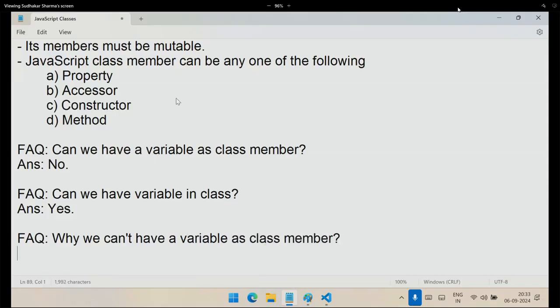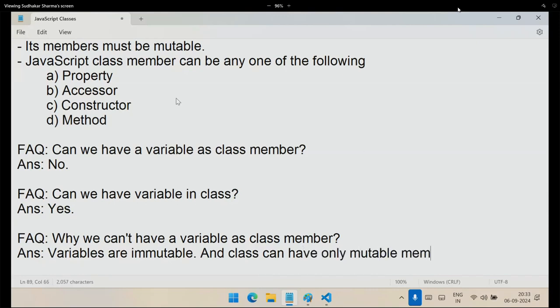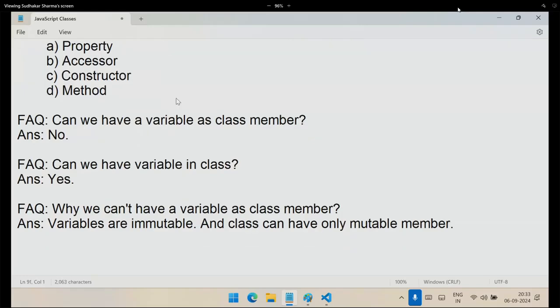Because the concept is simple. Variables are immutable, and the class can have only mutable members. So a variable is immutable. Now the question is, how do you prove that variables are immutable? Immutable means their structure cannot change dynamically.